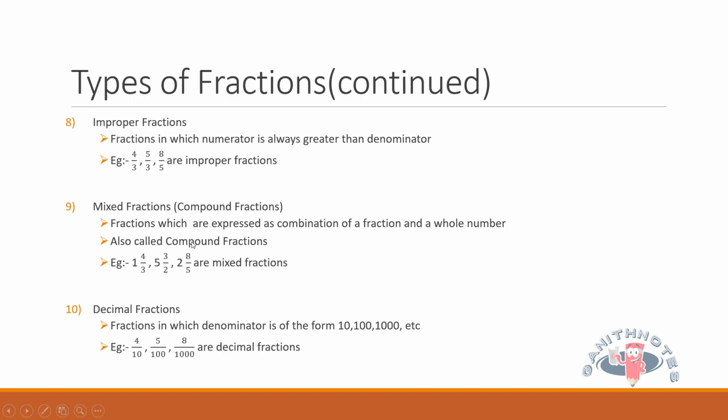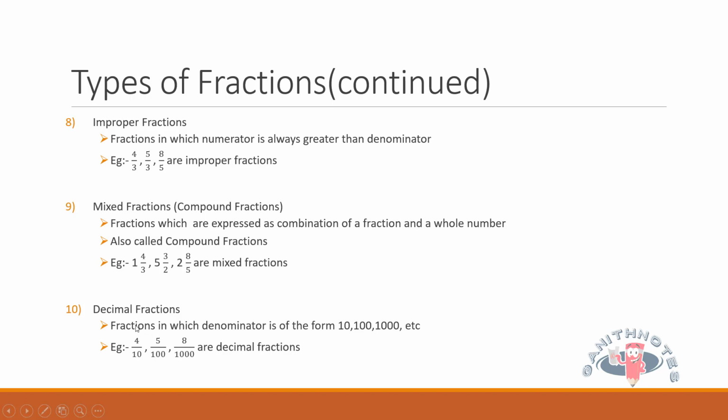Ninth fraction is mixed fraction, or these fractions are also called compound fractions. These fractions are expressed as a combination of a fraction and a whole number. So for example, 1 and 4 by 3. 1 is a whole number and 4 by 3 is a fraction. So this kind of fraction is called mixed fraction or compound fraction.